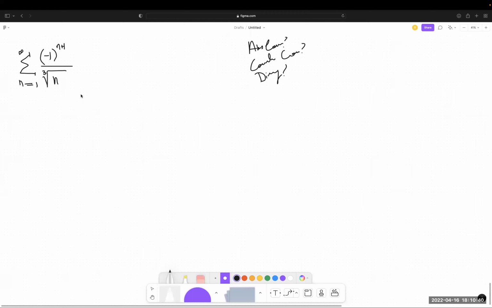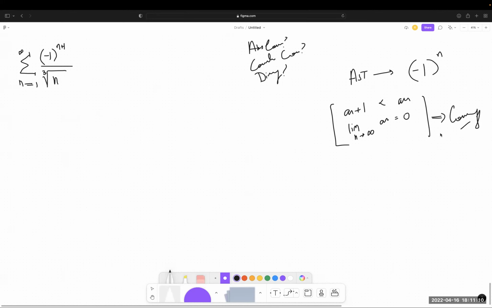If you were to do this test, you would probably want to use the alternating series test, right? The alternating series test is essentially used when you have a -1 to the n usually. And what we know is that the test says if a of n plus 1 is less than a of n, and the limit as n approaches infinity of a of n is equal to 0, then you basically converge. So let's see if that's the case.